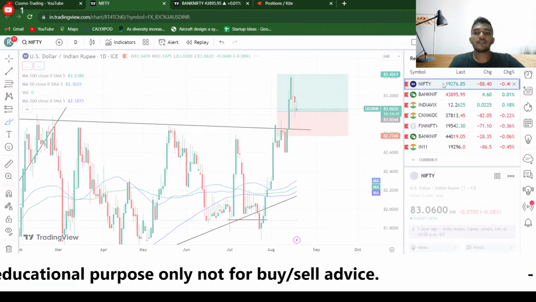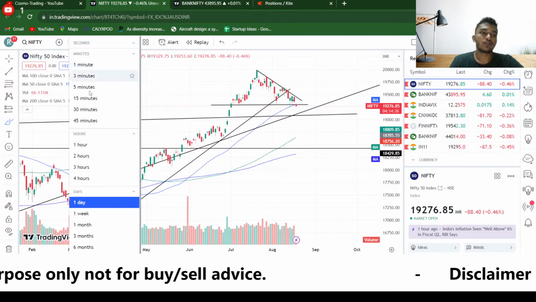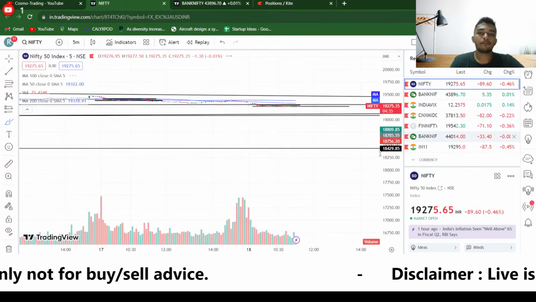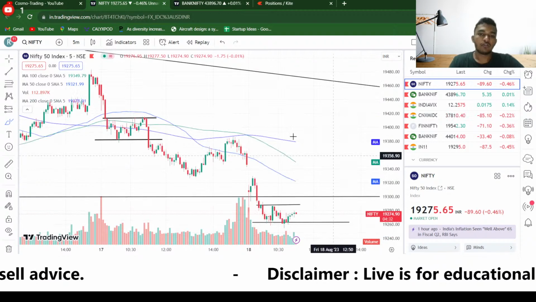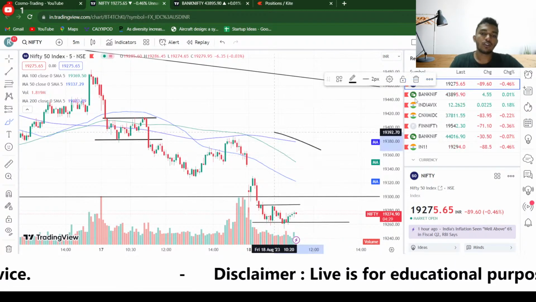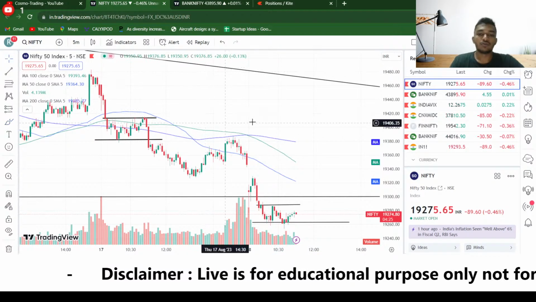Nifty is right now at the 19,276 area. So let's go into the 5 minutes time frame in Nifty to look at the bigger picture as well as the smaller picture, what's going on in the market. Let me change it to crosshair.